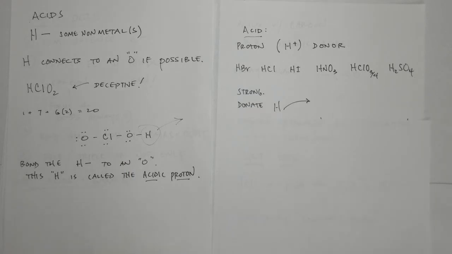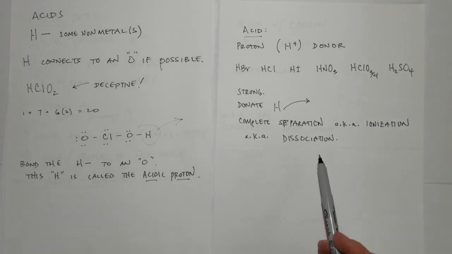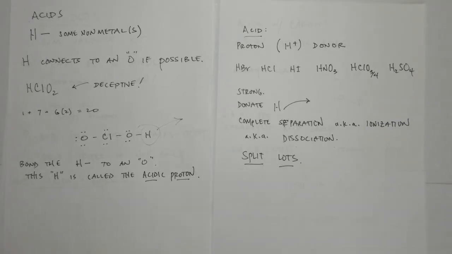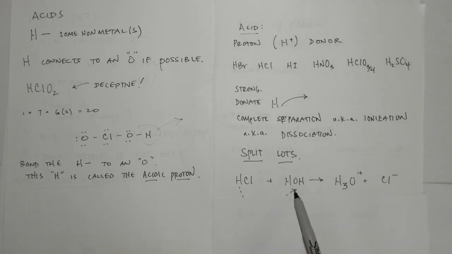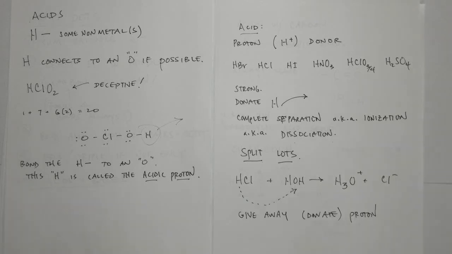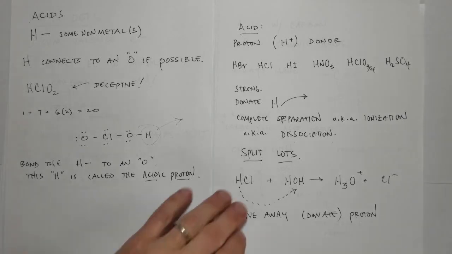They're strong acids, and so they're really good donators of hydrogens. They have complete separation, aka ionization, aka dissociation. They completely dissociate when they're put into water. So here's an example. Here's HCl reacting with water, a strong acid, giving away a hydrogen to water. All the hydrogens from this HCl are given away to HOH. It becomes H3O plus right here. And then what's left over of the HCl after it releases its proton is over here on the right-hand side. So acids are things that give away or donate protons.